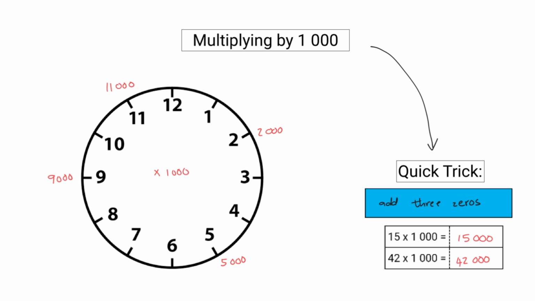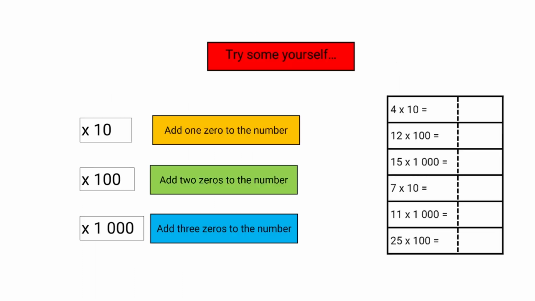Okay, now that you know the pattern for multiplying by 10, 100, and 1,000, it's time for you to try a set yourself. There's a few examples here for you to try, and you can see they're all mixed up. Some of them are tens, hundreds, and thousands, all in a different order. So be careful. Read the questions carefully. Just remember the pattern when you're doing these, and then you should be okay. Right, what you're going to do, pause the video, work out the answers, and then come back to the video to check if you're correct. Let's check your answers.